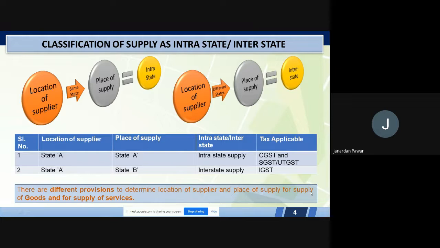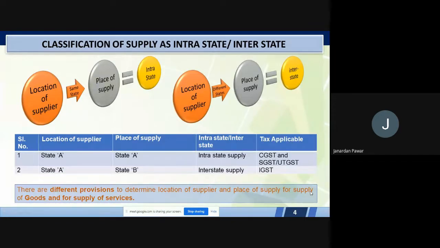Now the question is place of supply. Most of the people get confused. Place of supply means not the place of supplier. Place of supply means where the goods and services are actually supplied. For example, I am receiving the goods or services. So goods and services are supplied at my place or at my door. So wherever I stay, for example, if I stay in Baramati or in Pune, the place of supply would be Baramati or Pune.